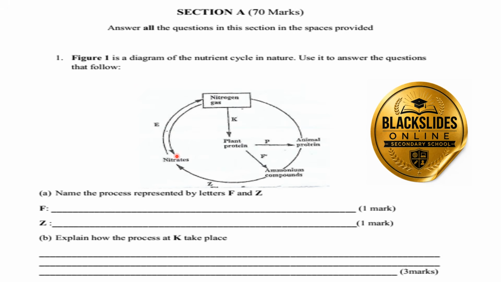The nitrates are converted all the way back to nitrogen gas. So process E is called denitrification. So when the soil is waterlogged or without air, certain bacteria take up the nitrates and convert them back into nitrogen gas, releasing it into the atmosphere again. So the process balances the cycle, making sure that nitrogen does not build up forever in the soil.